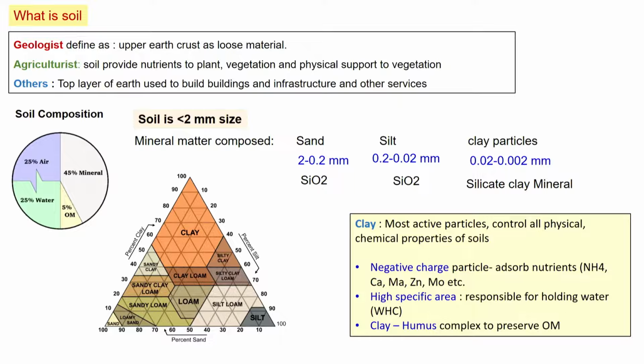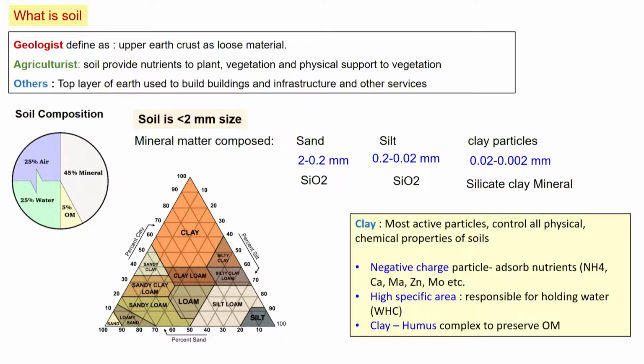If we take the composition of soils, we can say that 45% is mineral matter, which comprises sand, silt and clay, and 5% is organic matter. The organic matter or humus is very important for binding the soil particles and imparting the chemical and physical characteristics of soil. And 20-25% is air, and 25% is water.